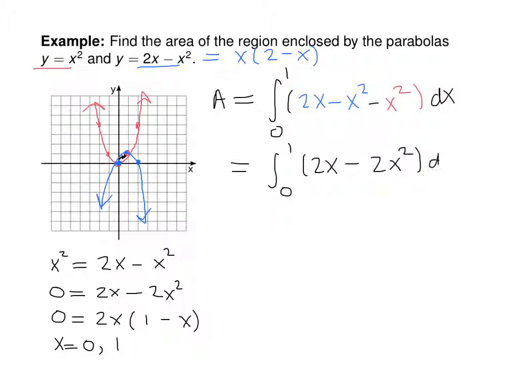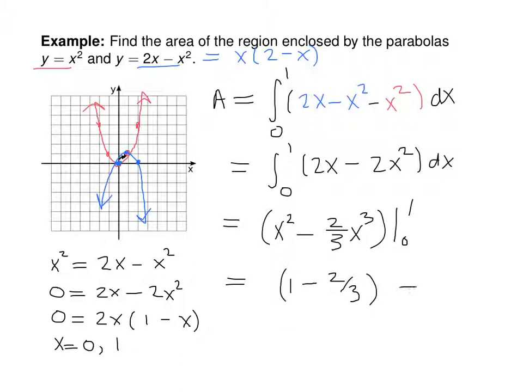2x minus 2x squared dx. So the antiderivative is x squared minus 2/3 x cubed, evaluated from 0 to 1. So 1 minus 2/3 minus 0, and 1 minus 2/3 is 1/3. And once again, based on our picture and our estimation, 1/3 seems like probably a pretty reasonable area between those two curves.